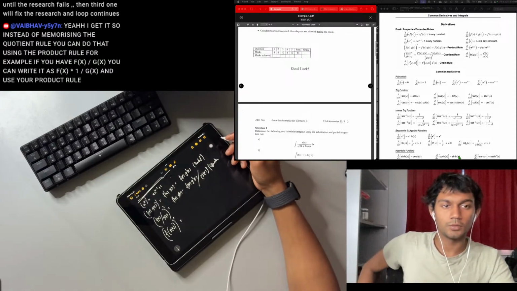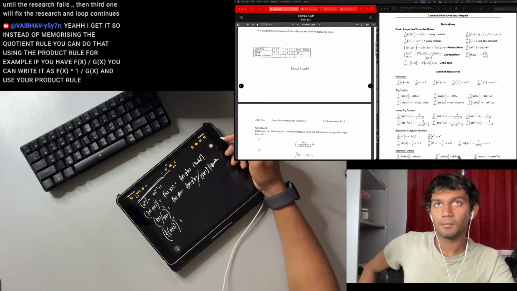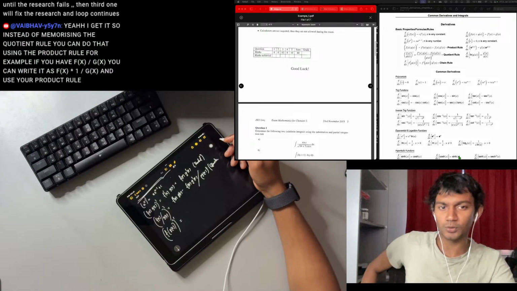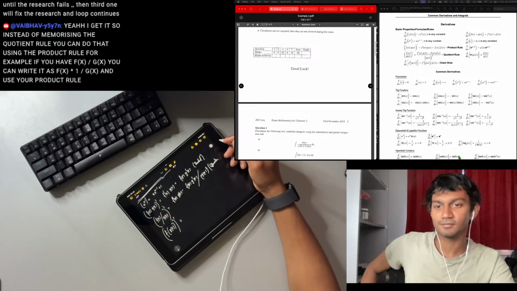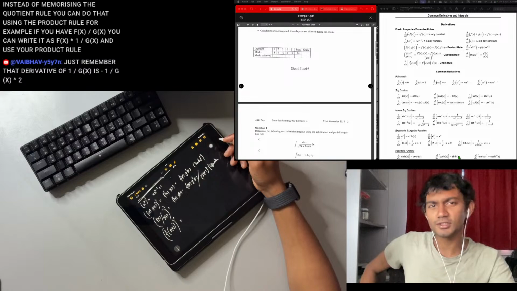In loops, one LLM will research, another one will run that research results on newly generated test cases until the research fails. Then the third one will fix the research and loop continues. I feel like you are someone who is in research right now.